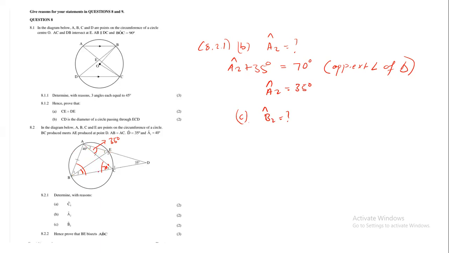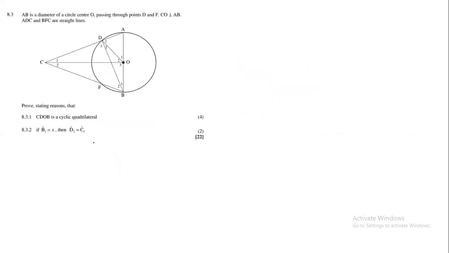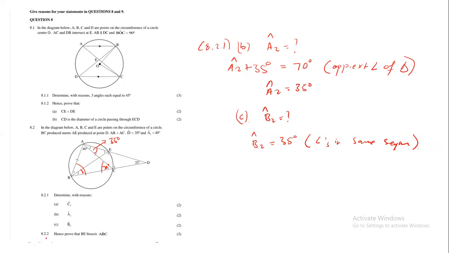Look at your circle. Look at the butterfly. These are the wings of the butterfly. This is the first wing. This is the second wing. Same segment, okay? So in this case, for 2 marks, we're going to say angle B2 is equal to 35 degrees as well. But now what is the reason? Angles in the same segment are equal. So B2 is also equal to 35 degrees. Therefore, we're done with 8.2.1. That means we move to 8.2.2.